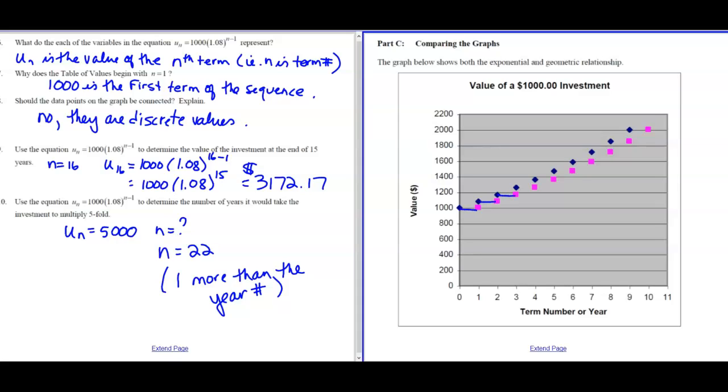What does it look like? Does it look the same distance? Yes. What distance is it? 1. Okay. This pink squares is a transformation right 1 unit from the diamonds.